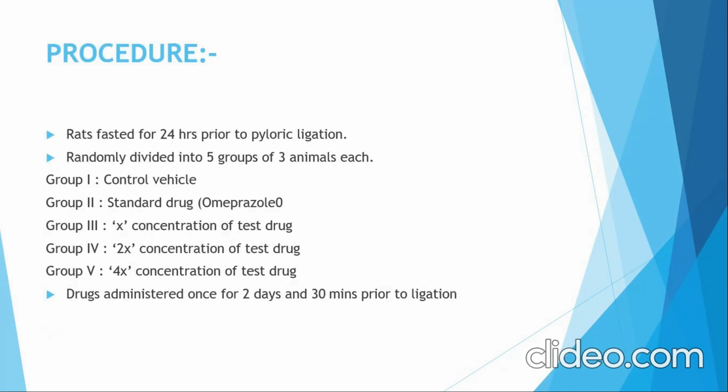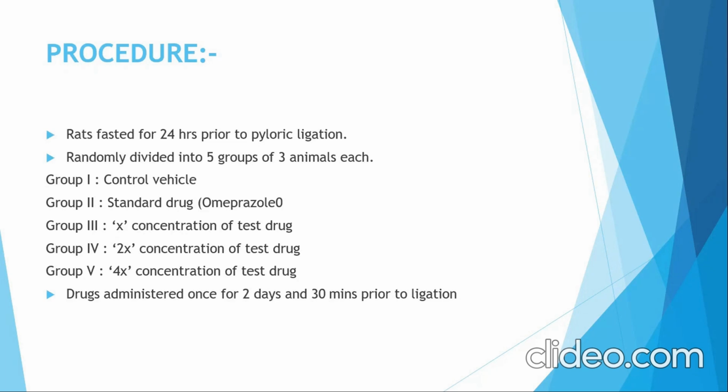The procedure for anti-ulcer activity is that rats are fasted for 24 hours prior to pyloric ligation. They are randomly divided into 5 groups of 3 animals each. Group first is the control animals, which are treated with saline solution. Group second is treated with a standard drug.